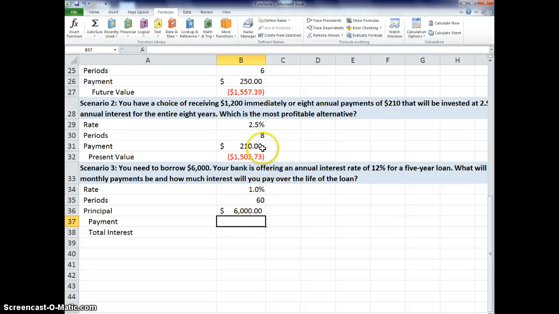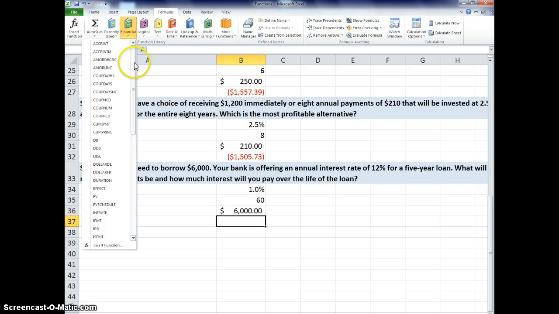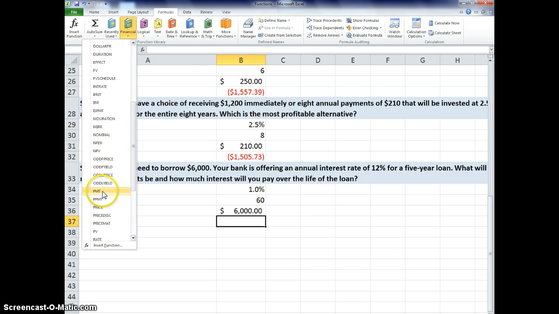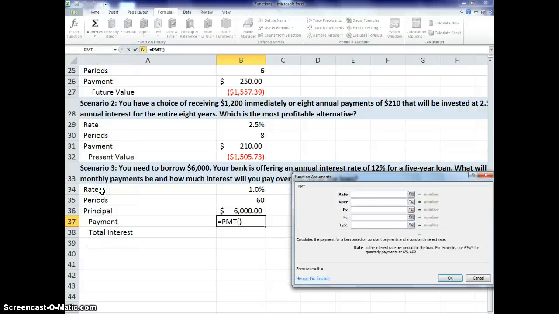Good question. Let's find out. Financial. Payment. PMT. Just plain PMT. Quiet in the back, please. Be nice to your neighbors, or else you will hear your name in lights. Oh, good. You don't want to be famous for that reason, do you?